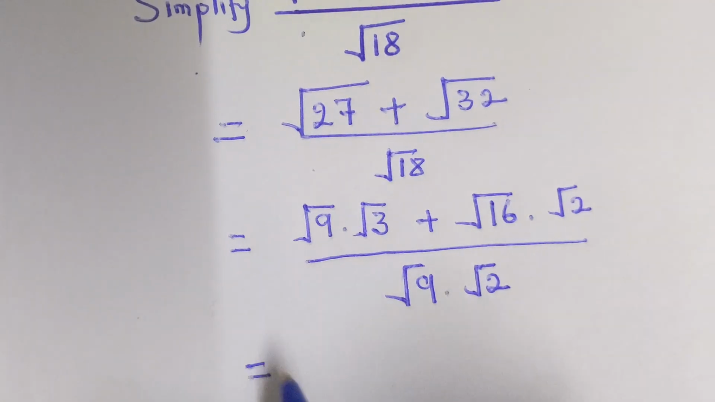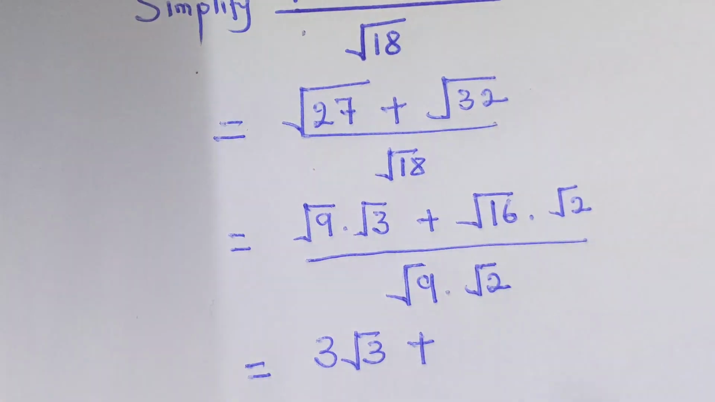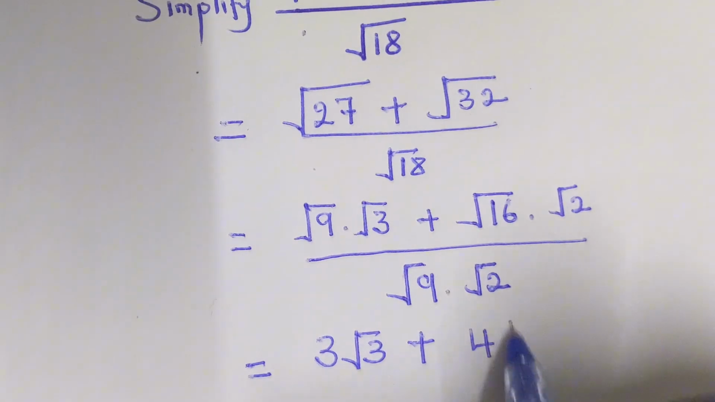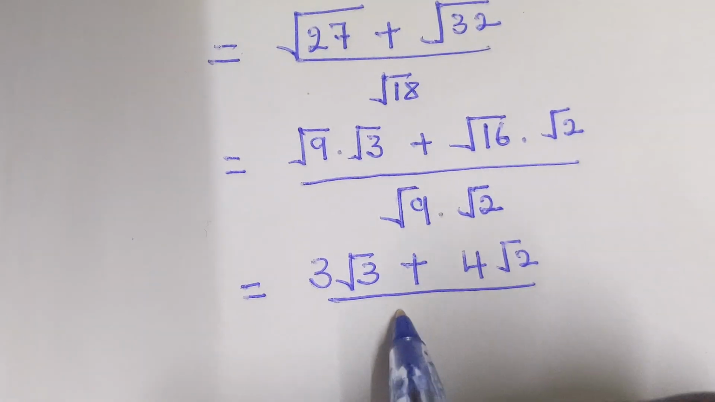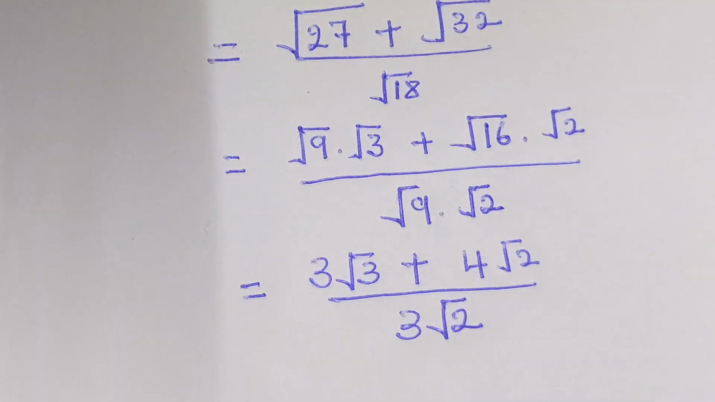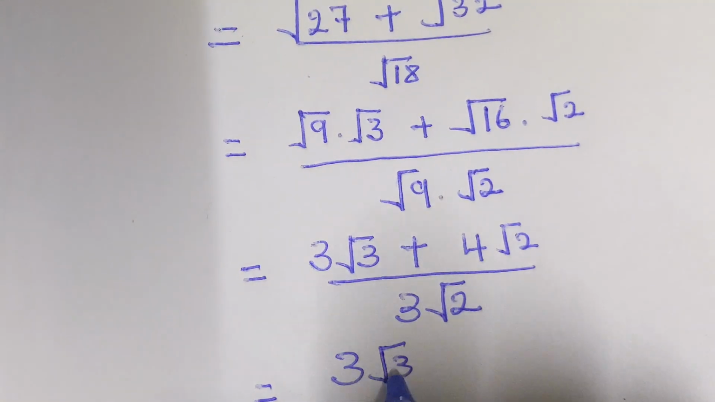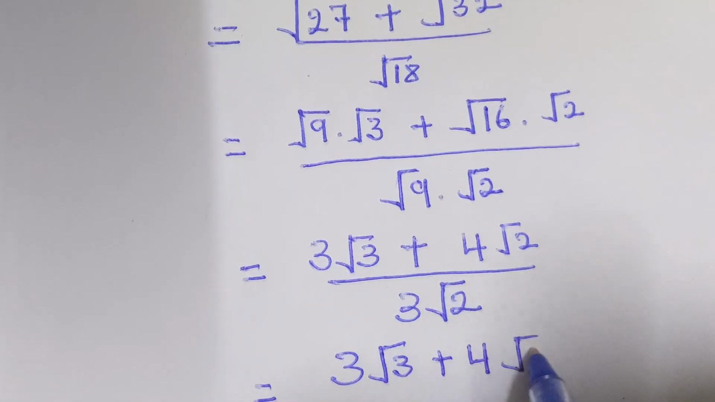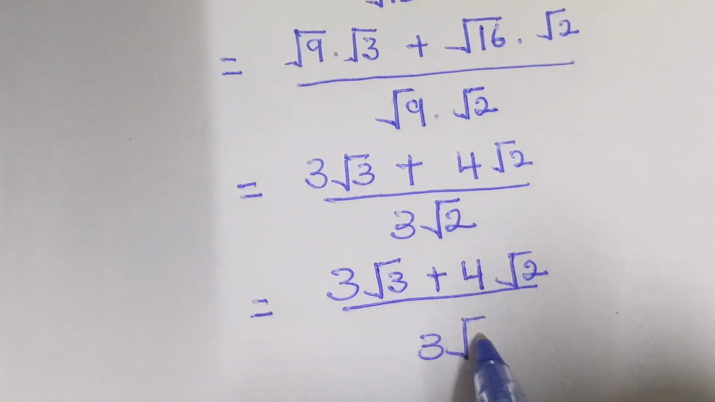Then this is equal to square root of 9, that is 3, square root of 3, plus square root of 16, equal to 4, square root of 2, over 3 square root of 2. At this stage, we have to multiply by the conjugate of this denominator. So we have 3 square root of 3 plus 4 square root of 2 over 3 square root of 2.